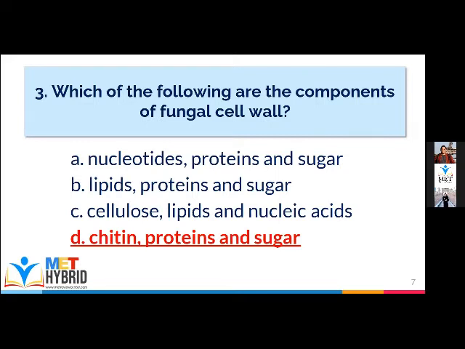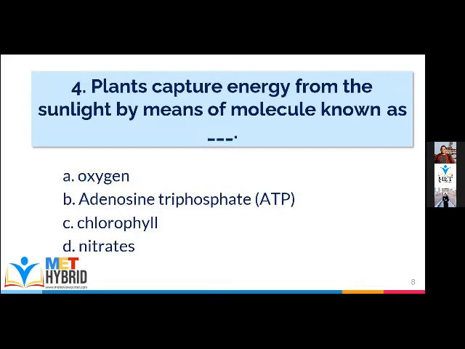Let's go to question number 4. Plants capture energy from the sunlight by means of a molecule known as: A, oxygen, B, adenosine triphosphate, C, chlorophyll, D, nitrates. Wow, perfect. So lahat ay sumagot ng letter C. And the answer is letter C, chlorophyll. So chlorophyll is the green pigment found in plants. So that's why most of our plants are colored green because of the presence of this green pigment chlorophyll.